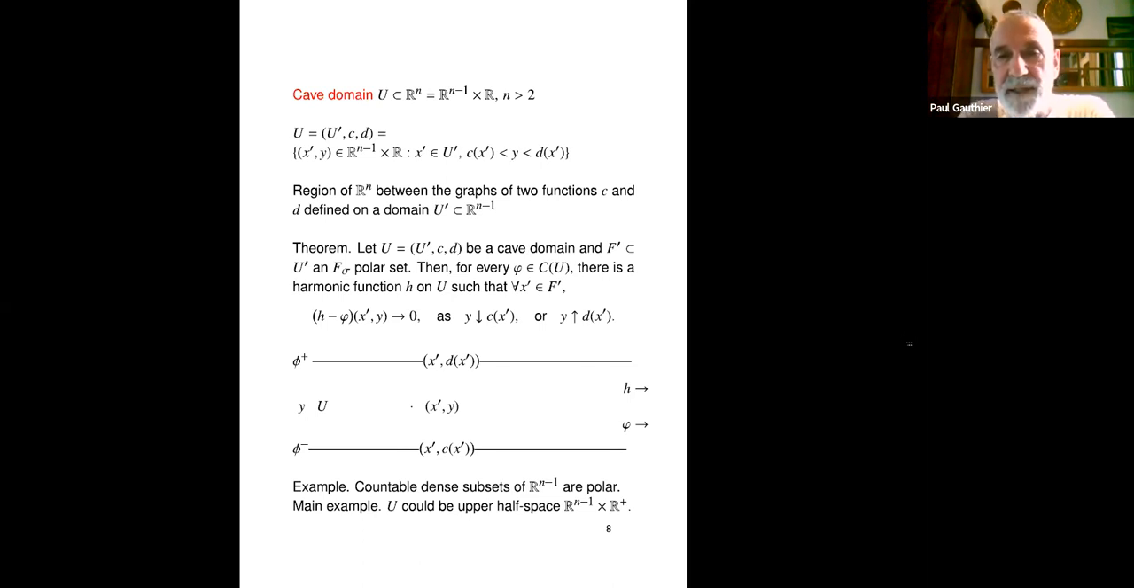A cave domain is a domain which is between the graph of two functions defined on Rn minus 1. These two functions, I call them phi minus and phi plus. Phi minus here and phi plus. And the cave domain U is above the graph of phi minus and below the graph of phi plus. That's how U is defined. So these should be defined. They should be surfaces, hypersurfaces.